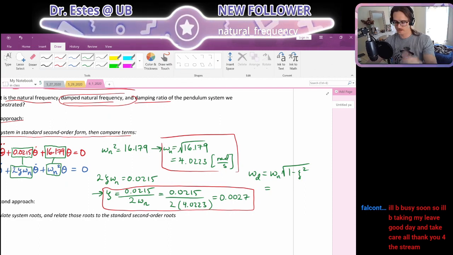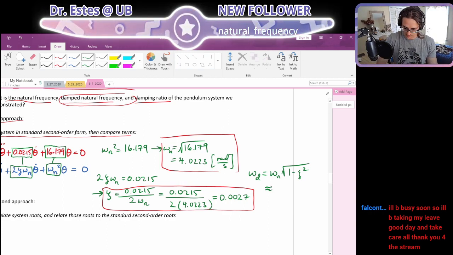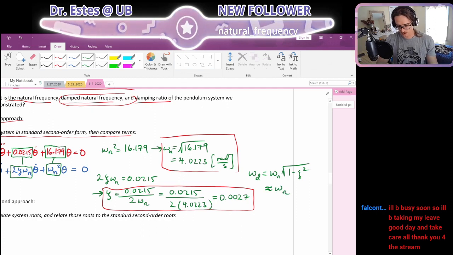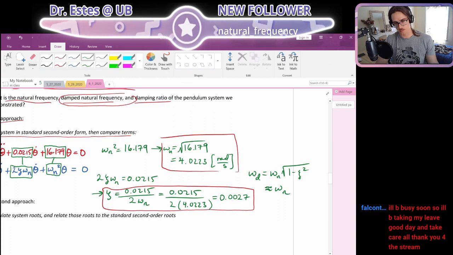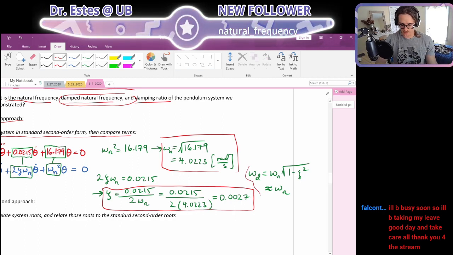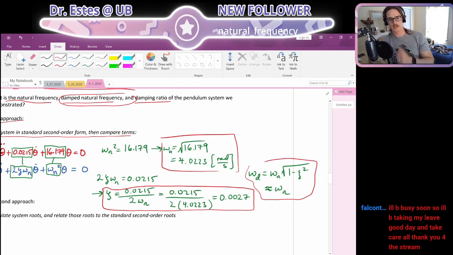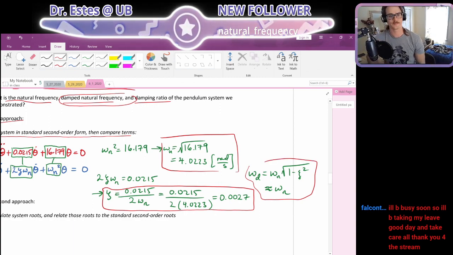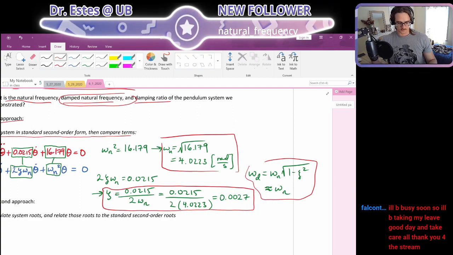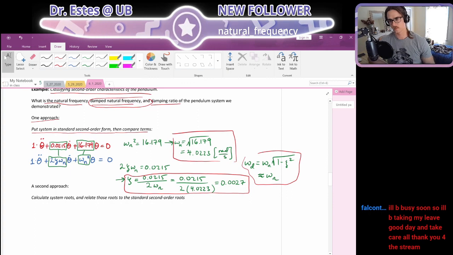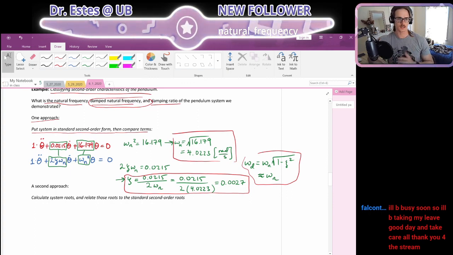Let's see, I'm throwing it into MATLAB real quick. Yeah, for all intents and purposes, this is equal to omega n, because zeta is like 0.002. If I square that, it's like 0.00002. If I take 1 minus that, it's going to be basically 1. So unless you have a lot of damping in your system, the damped natural frequency will basically be the same. Makes sense? It's not too difficult.